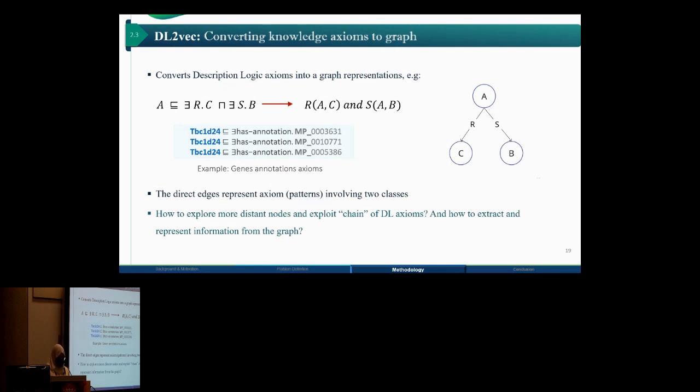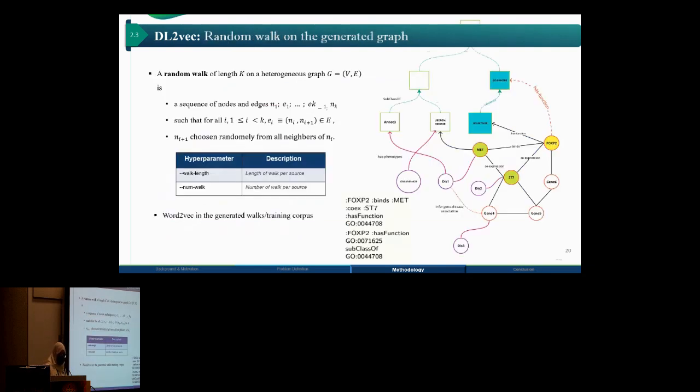In order to explore more distant nodes and exploit the chain of description logic axioms in our knowledge graph, we perform random walks on the generated graph. Then after the random walks, we run the Word2Vec skip-gram model, which aims to predict the graph neighborhood patterns. Once we have the representations for each entity, we can use these feature representations for novel prediction and association.